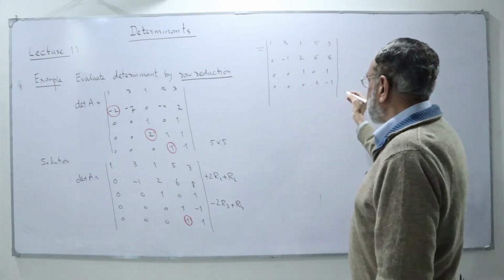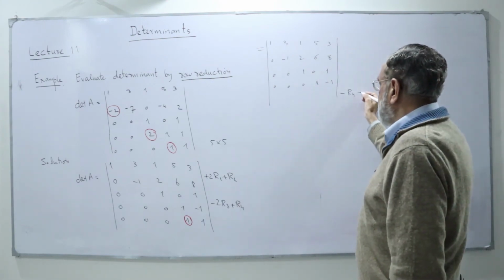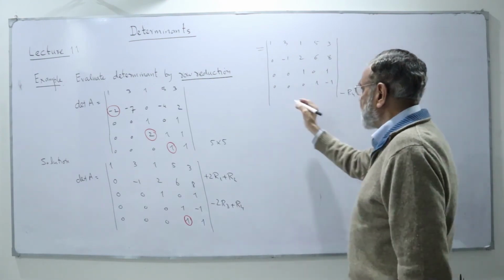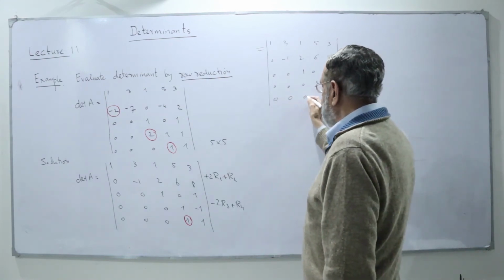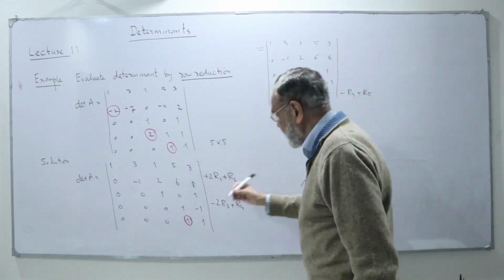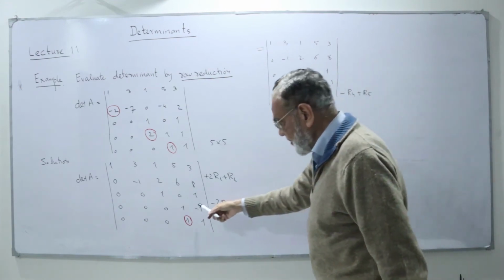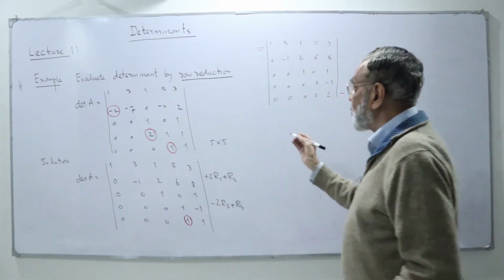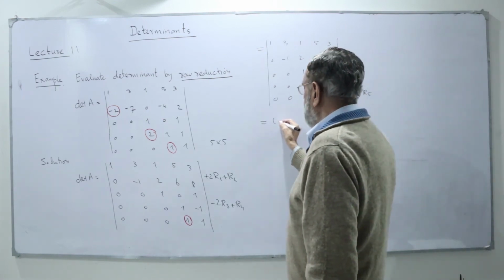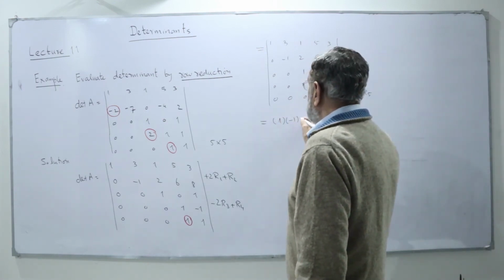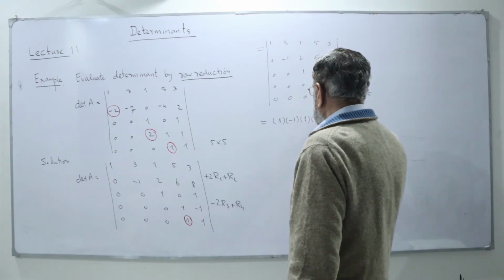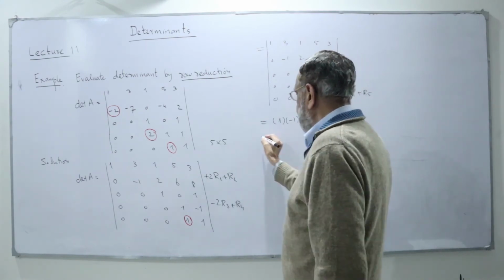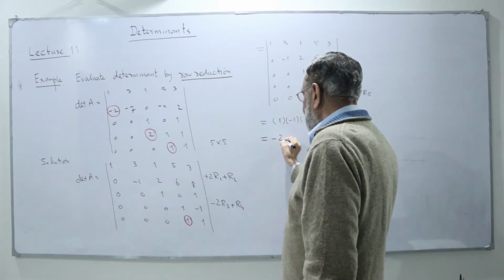To make this one 0, I get minus R4 plus R5. I get here 0, I get here 0, I get here 0. Adding this one, this becomes 0. Adding this one, this becomes 1 plus 1, 2. Now this is my upper triangular matrix. My determinant is equal to A11, A22, A33, A44, A55. So my result is equal to minus 2.